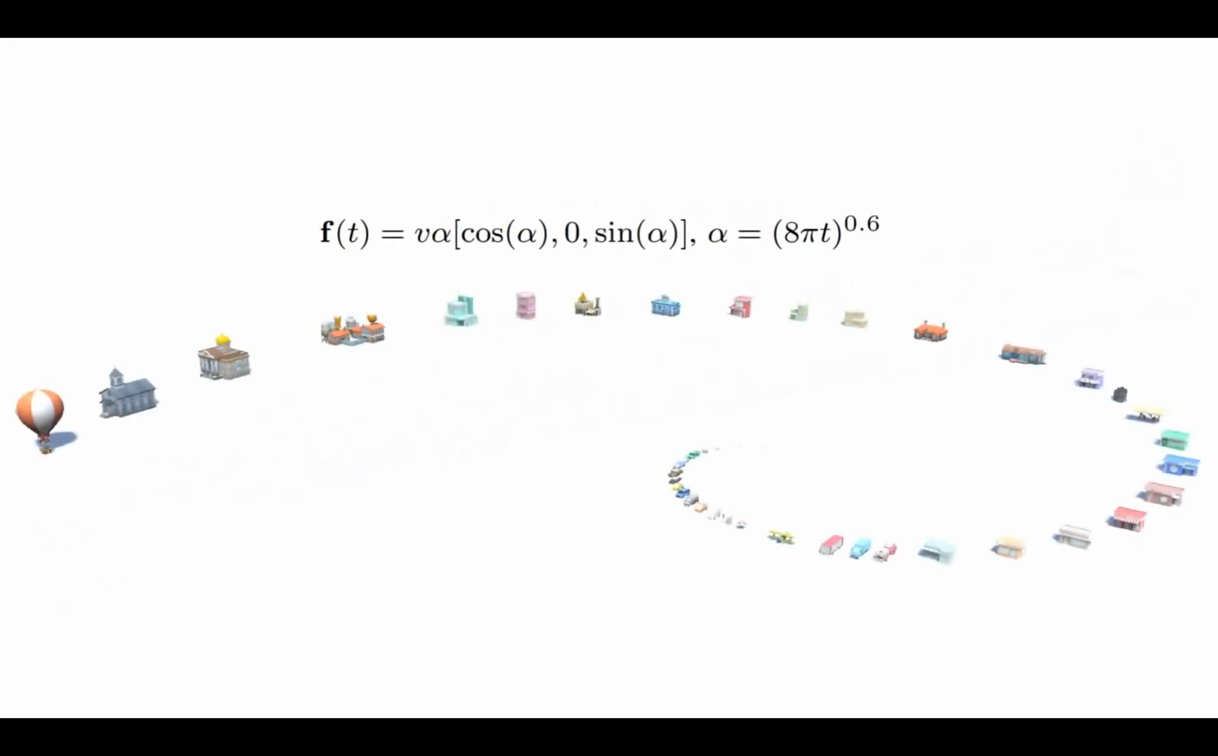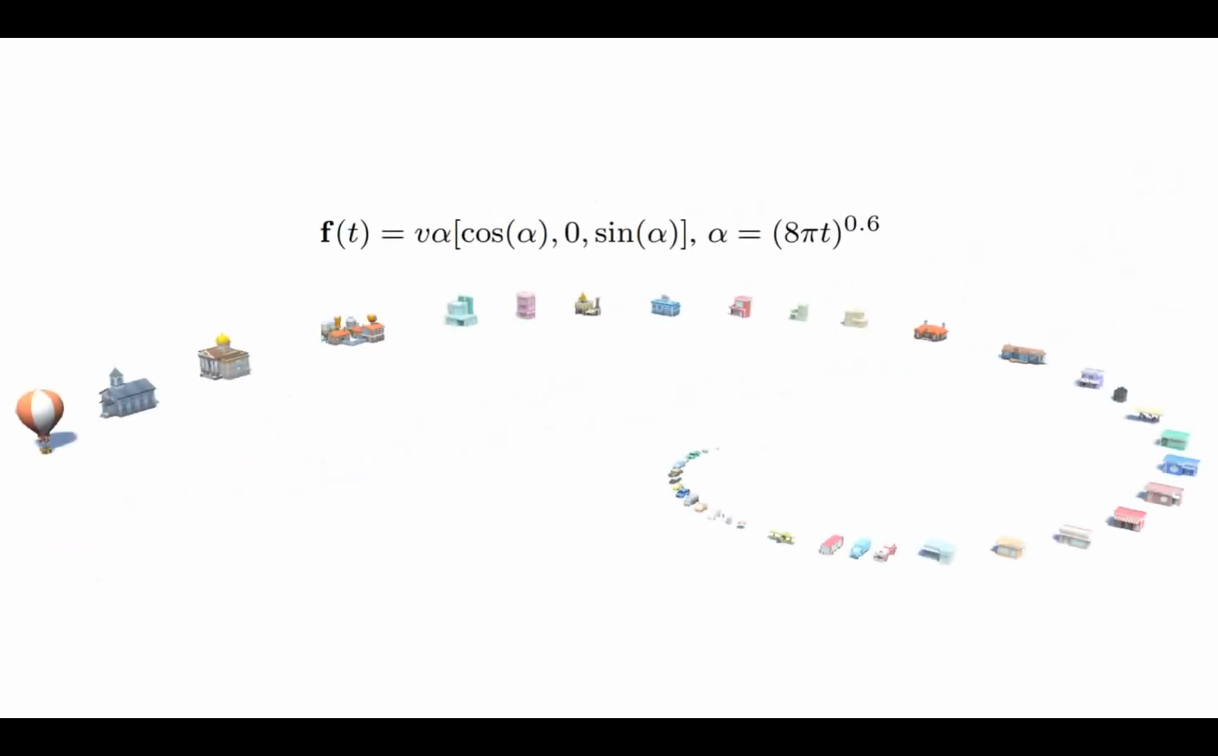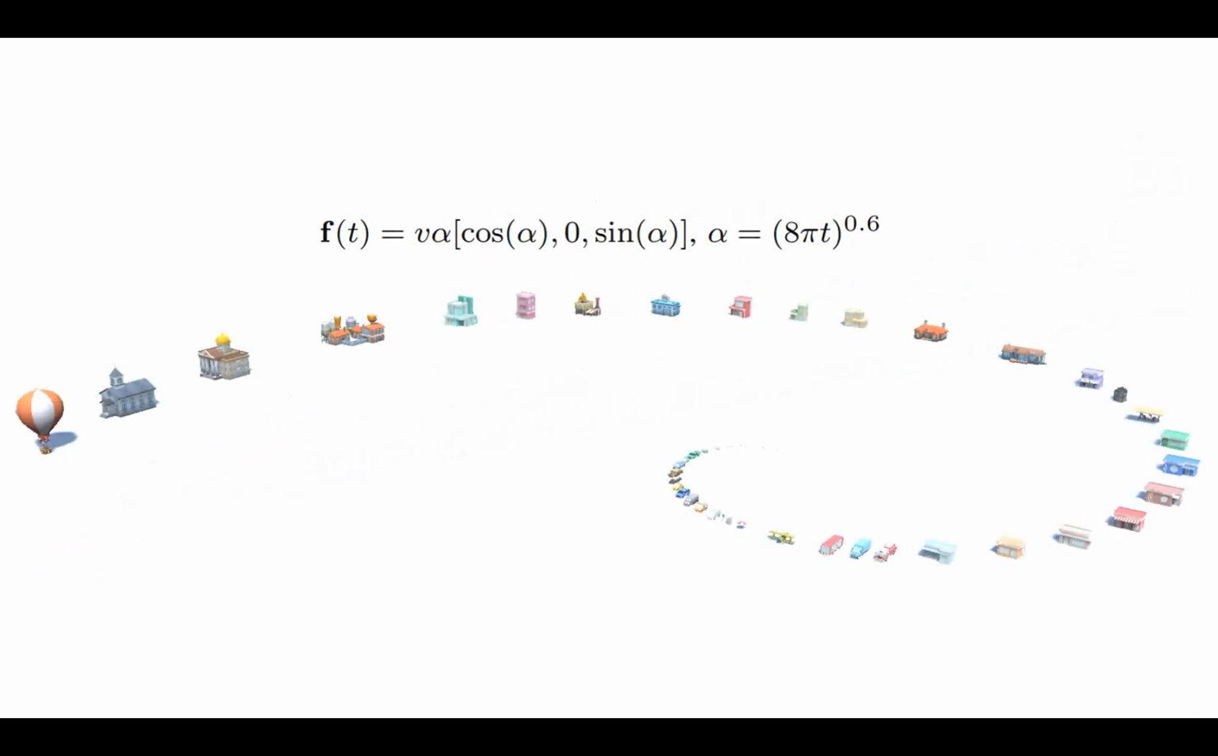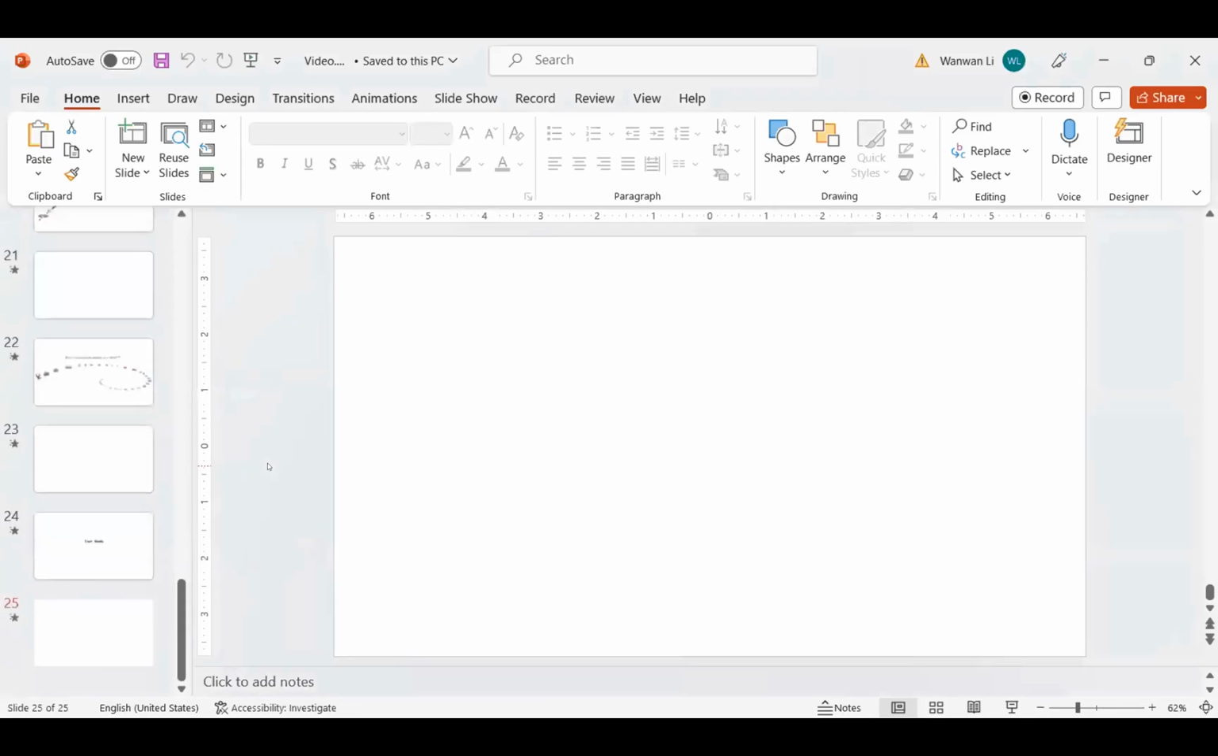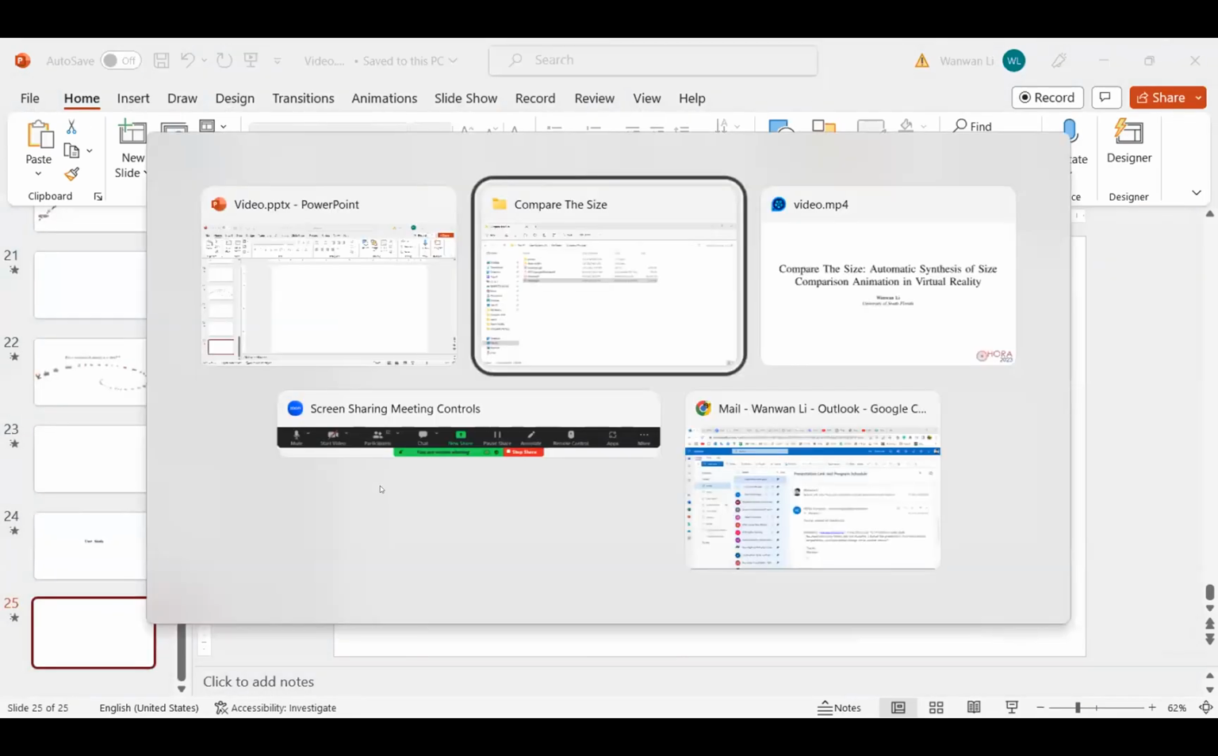Here is the third result. That is a scene object set, so you can see buildings and maybe cars and vehicles, scene objects we can see every day. And this is another comparison animation generated along a spiral curve, which is defined as this function f(t). This is exactly the result that is automatically synthesized. So in the end, we have this animation. As I showed you in the video before, there is also a user study. So this is my presentation. Thanks for watching.